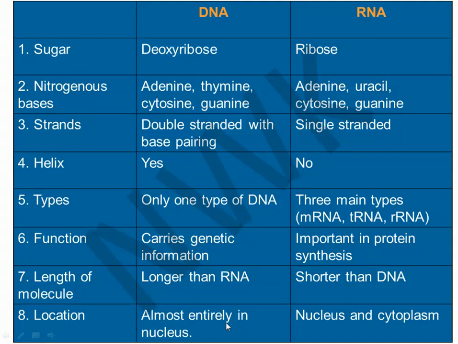DNA is found in the nucleus, while RNA is found in the nucleus and cytoplasm. But remember, this is only true for eukaryotic cells, which have a nucleus. For prokaryotic cells, such as bacteria, their DNA and their RNA are all found in the cytoplasm because prokaryotic cells do not have a nucleus.